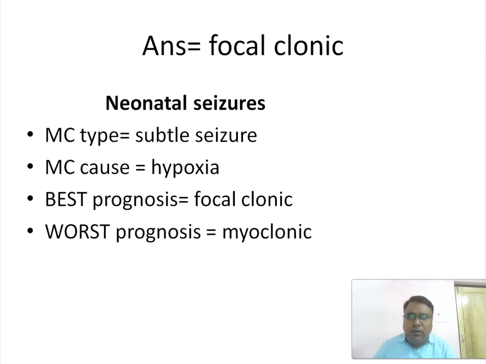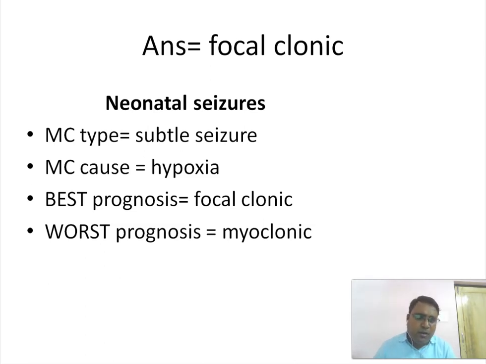Some points about neonatal seizure. Which one is the most common type? It is subtle seizure. Which one is the most common cause of neonatal seizure? The answer is hypoxia. Which one has the best prognosis? That is focal clonic. Which one has the worst prognosis? That is myoclonic seizure. We can get some questions related to neonatal seizure.